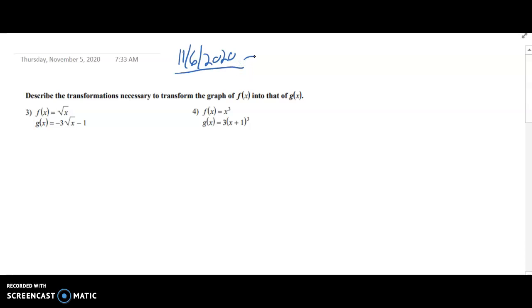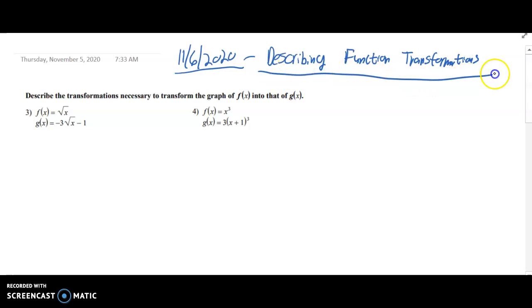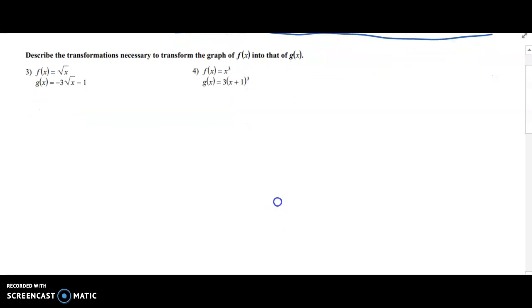And our topic for today is describing function transformations. So we've already had some experience this try with graphing function transformations. Now we're going to get some practice with describing them in words. We will often have test questions that ask us to graph and others that ask us to describe in words. So let's dive right in.